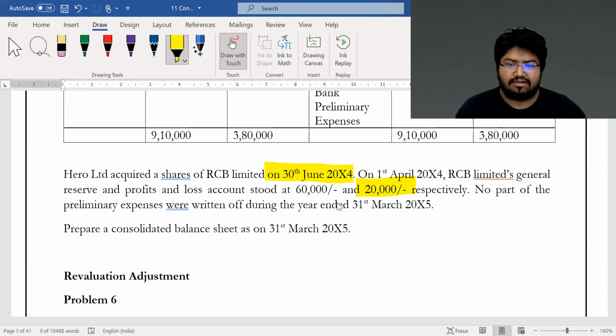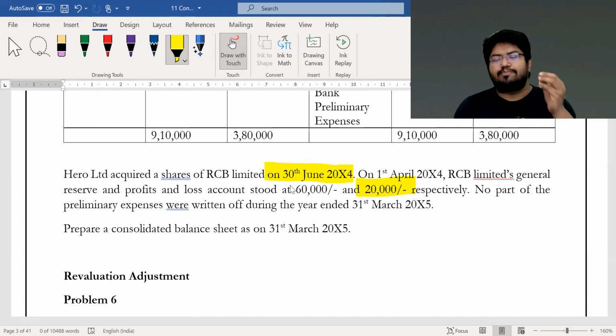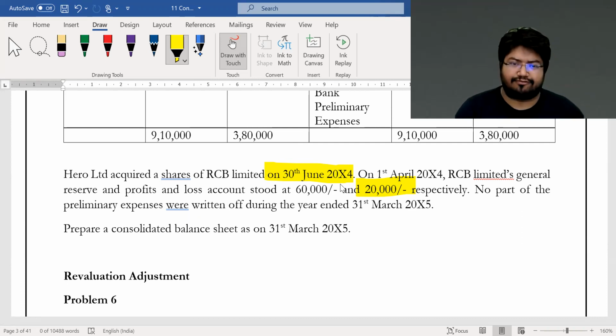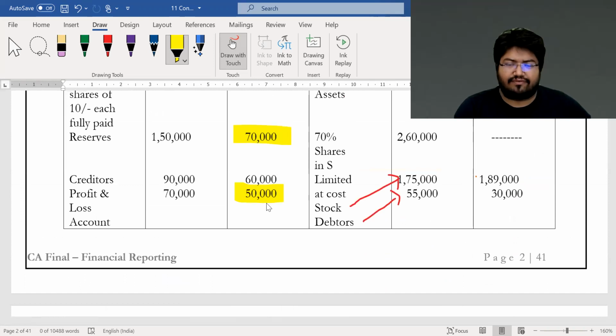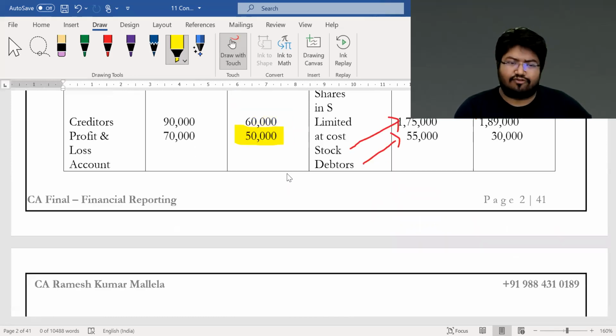So what you need to observe is, whenever you have dates in between the year, you will purely go by time-based apportionment of balances. We will not go with numbers what are given there. So here, you have an opening balance of 60,000 and 20,000, which he has stated. At the end of the year, it has become 70,000 and 50,000. This analysis is something very critical for us. And then we will go ahead for other items.